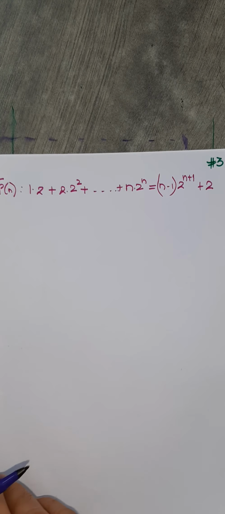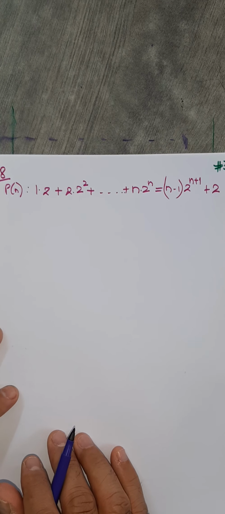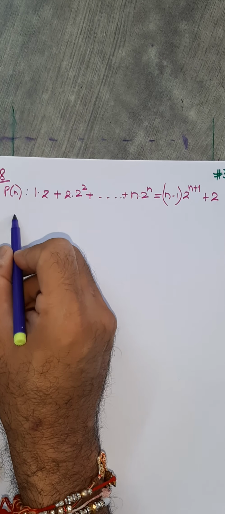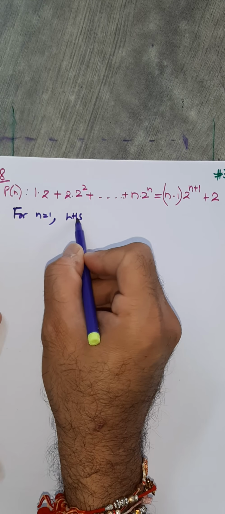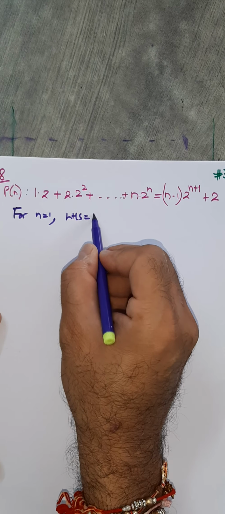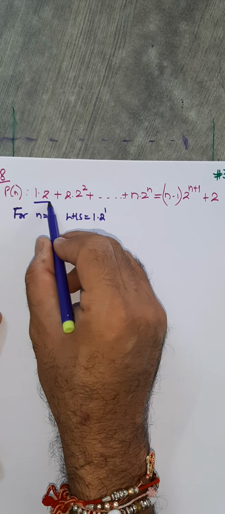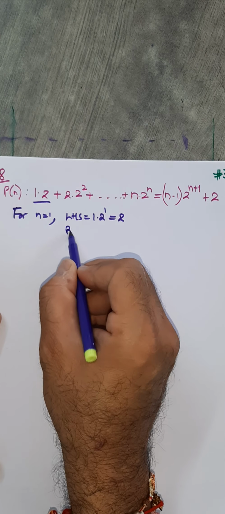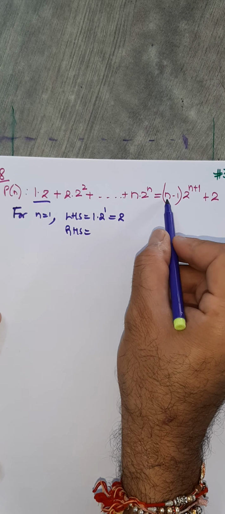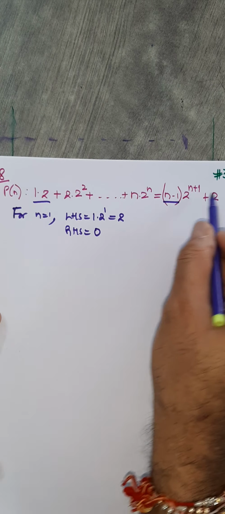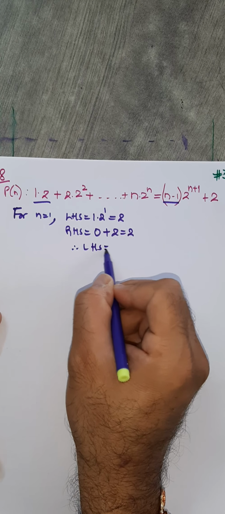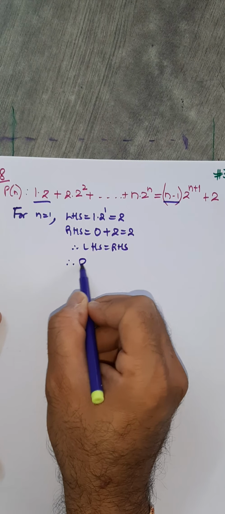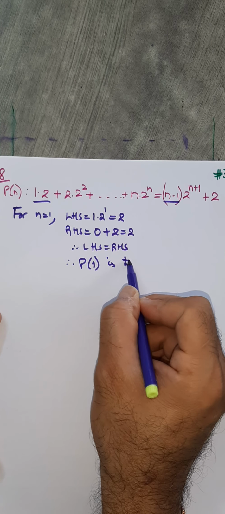So first, as you know, prove for n is equal to 1 here. For n equals to 1, what is LHS? Put n equals to 1 on the LHS. If I put 1 here, 1 into 2 raised to 1, that's the first term alone, which is 2. What is RHS? Put 1 there. If I put 1 here, this is 0. Plus 2 is already there. So this is 2. So LHS equals to RHS, and therefore P of 1 is true here.